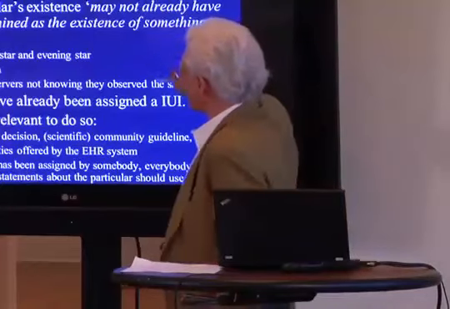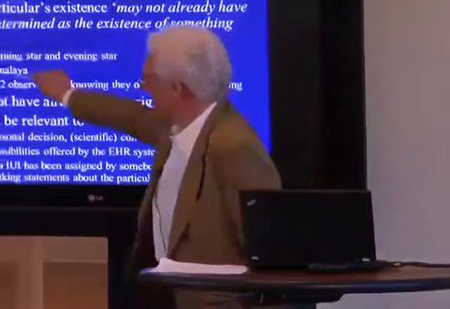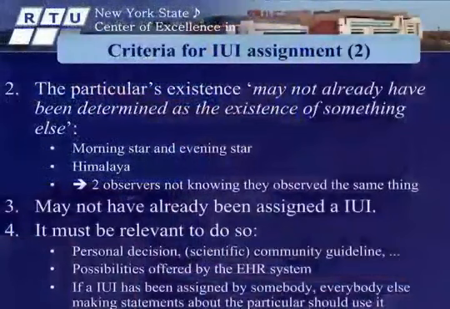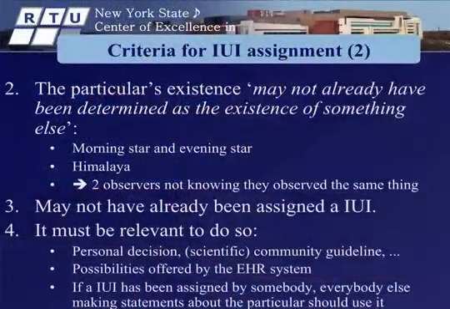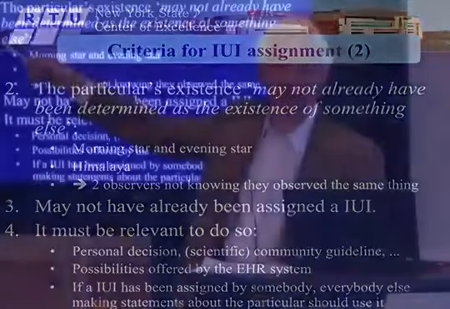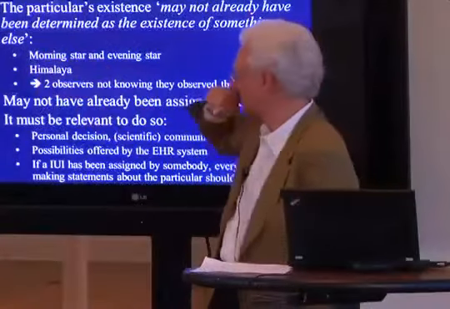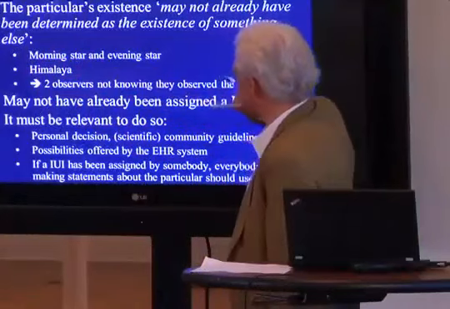These are old issues. So the people on the western side of the Himalaya name the mountain one thing, and the people on the eastern side name the mountain a different thing, and it may take hundreds of years before they realize that they're naming the same thing. And the same applies to the morning star and the evening star.